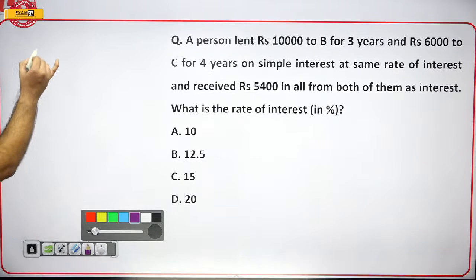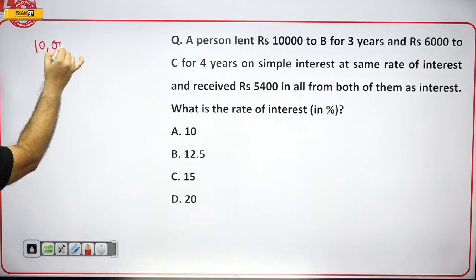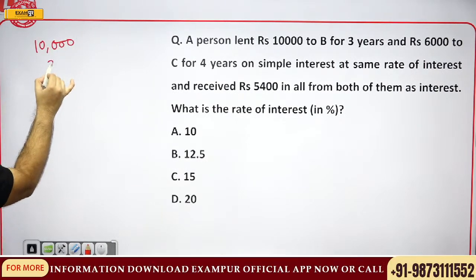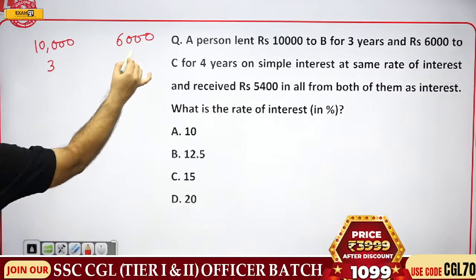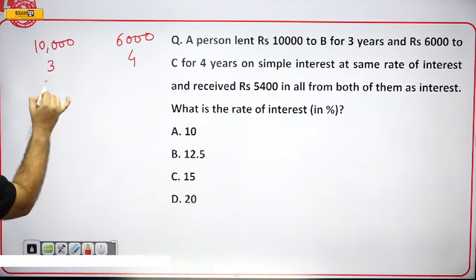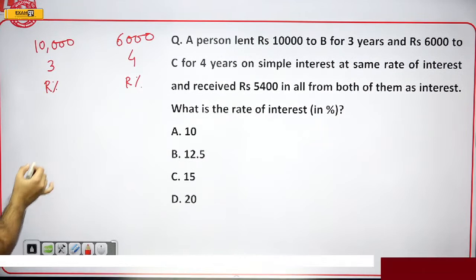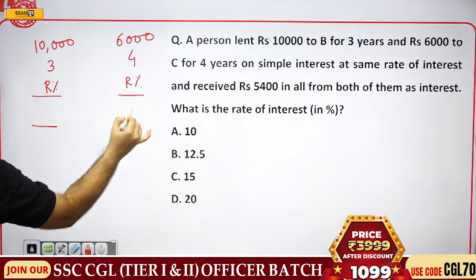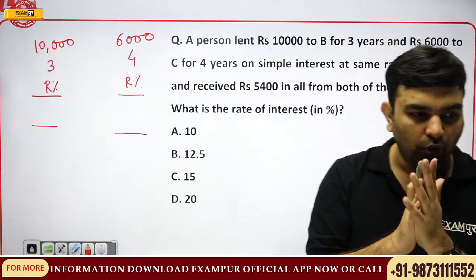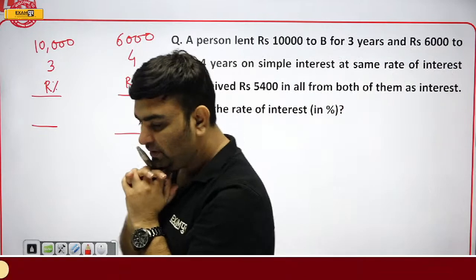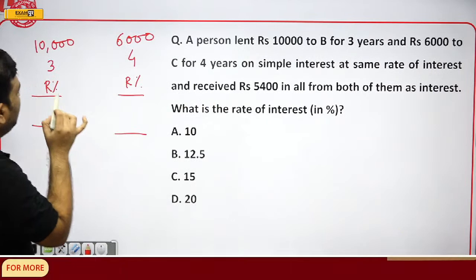A person lent 10,000 for 3 years and 6,000 for 4 years at the same rate of interest, R%. The SI from both is 5,400. What is the SI from the first?